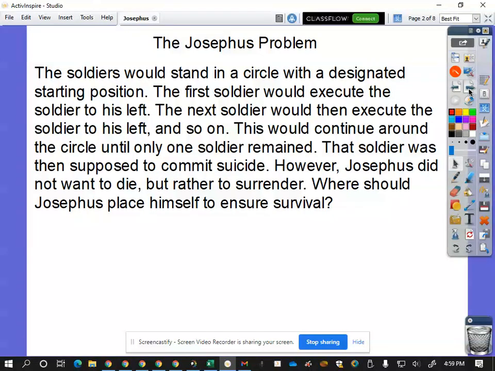So, the soldiers would stand in a circle with a designated starting position. The first soldier would execute the soldier to his left, the next soldier would then execute the soldier to his left, and so on. This would continue around the circle until only one soldier remained. That soldier was then supposed to commit suicide. However, Josephus did not want to die, but rather to surrender. Where should Josephus place himself to ensure survival? And we could also look at this in a more general sense, for any size group.